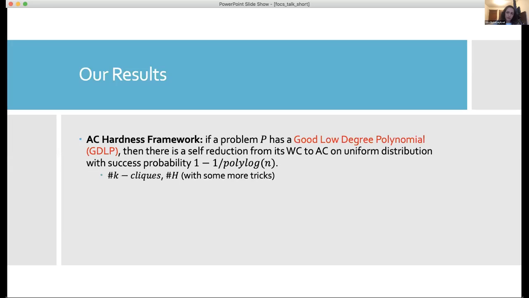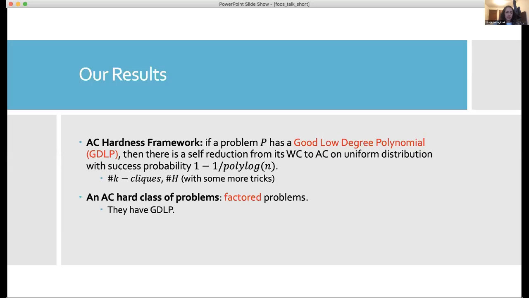So we have this framework. Then what we do is that we introduce this class of problems. We call them factored problems. And we show that they have good low degree polynomials.